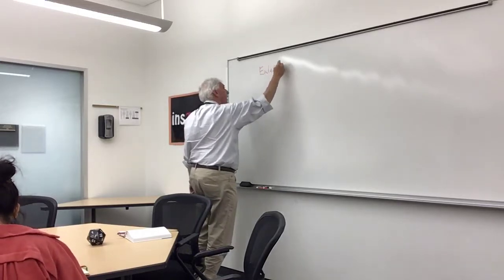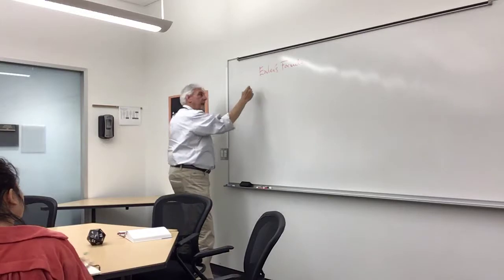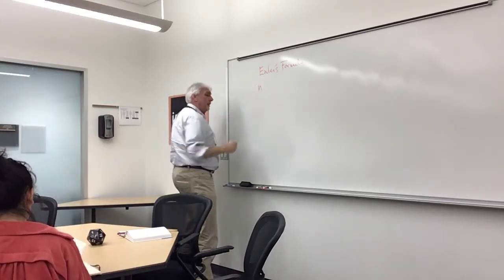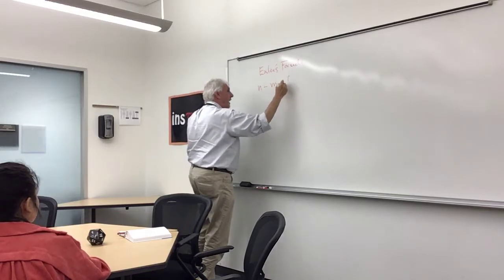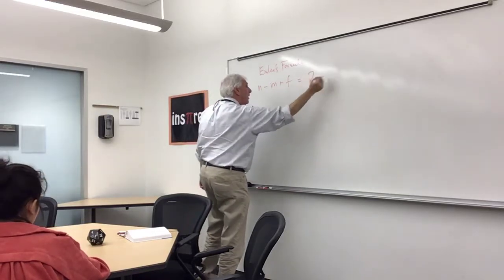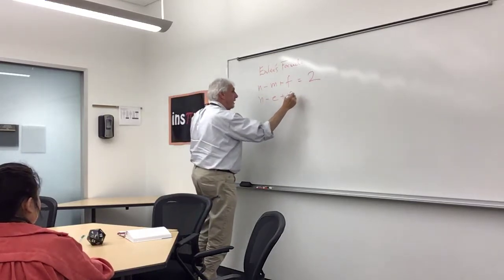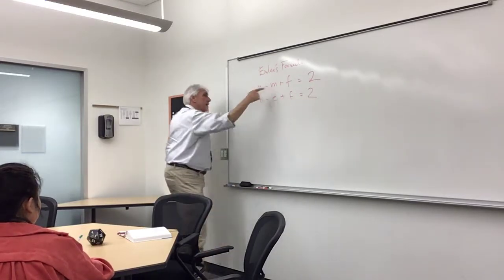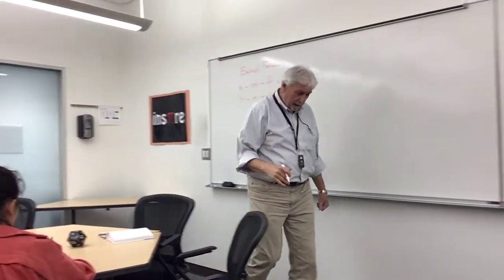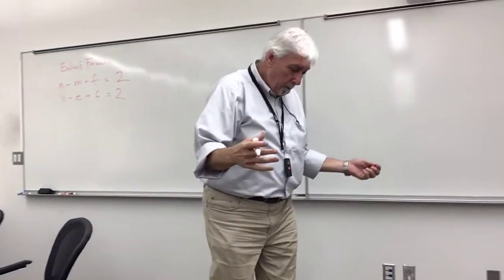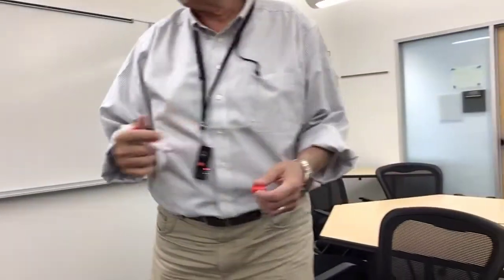One more time, Euler's formula. N minus E plus F equals 2. Sometimes I like to write it as E. The book writes it as M, where M is the number of edges. N is the number of vertices, F is the number of faces.